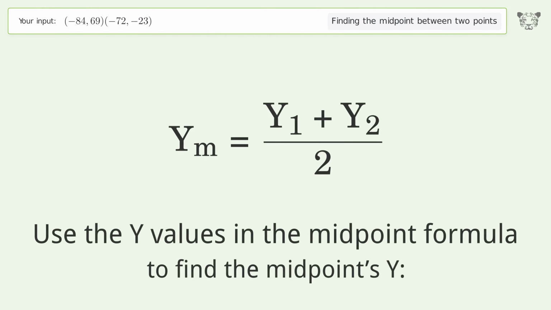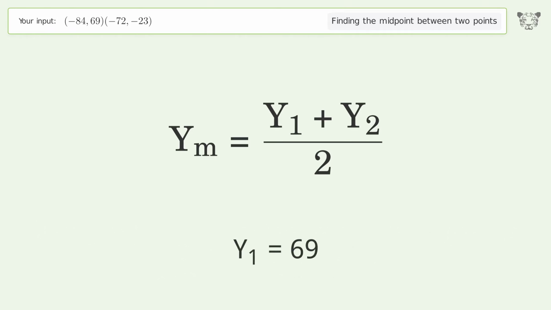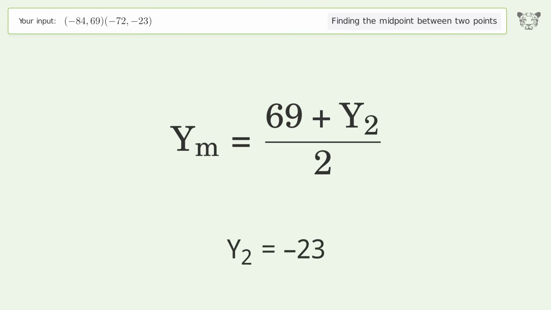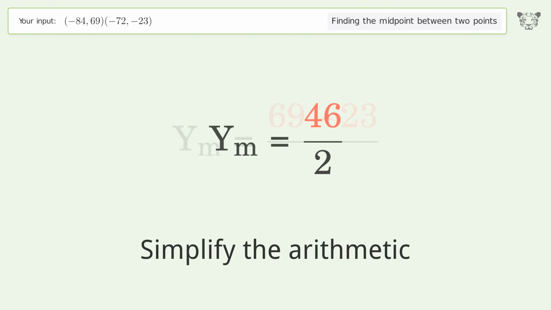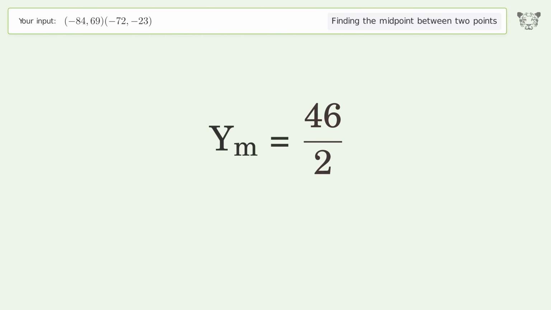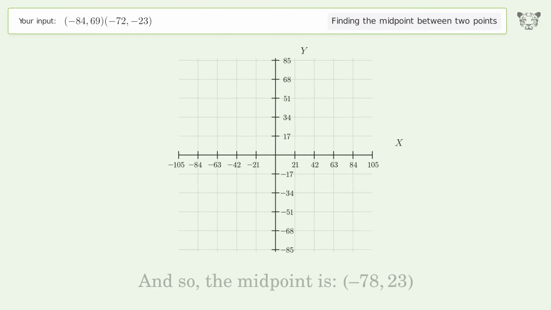Use the y values in the midpoint formula to find the midpoint's y. y1 equals 69. y2 equals -23. Simplify the arithmetic. And so, the midpoint is -78,23.